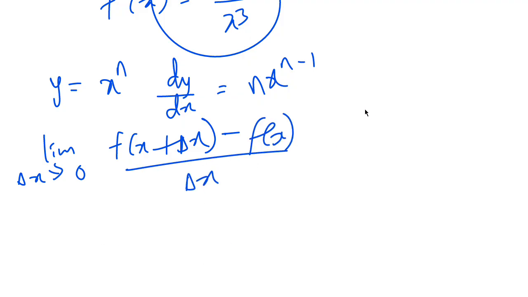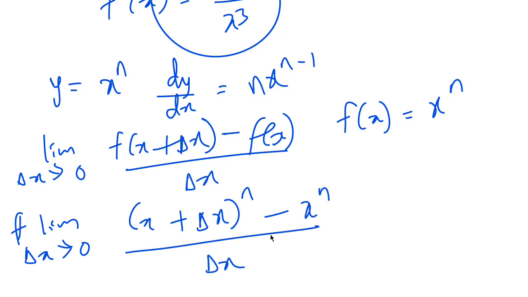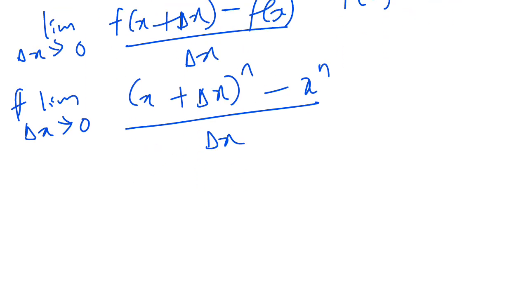So in the case of x raised to power n, let's consider a function x raised to power n. How do we tackle it in this case? That means the limit as change in x tends to 0, since we have x plus change in x in the bracket, of x plus change in x raised to the power n, minus f of x, which is x raised to the power n, over change in x. That gives us the differential. Now let's continue simplifying so that you see y is nx to the n minus 1.